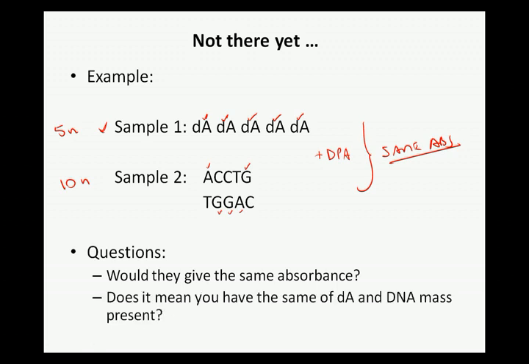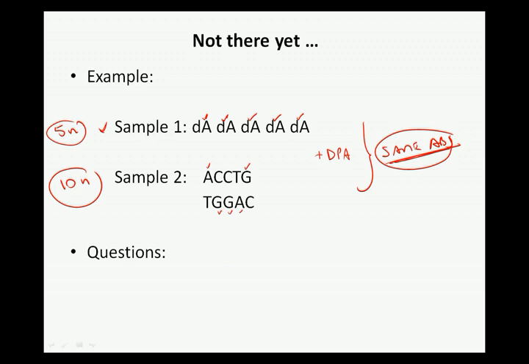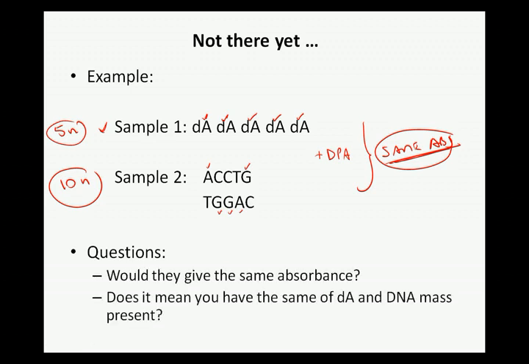So the fact that you get the same absorbance here doesn't mean that you have the same mass of deoxyadenosine and DNA there. Clearly not, because here you have 5 nucleosides and here you have 10 nucleosides, monophosphate, interacting with each other. So the point here is that the same absorbance that, on the slide before, would have given this mass, doesn't really give you a mass which corresponds immediately to the mass of the DNA you have in there. In fact, it's actually underestimating the mass for 2 reasons.